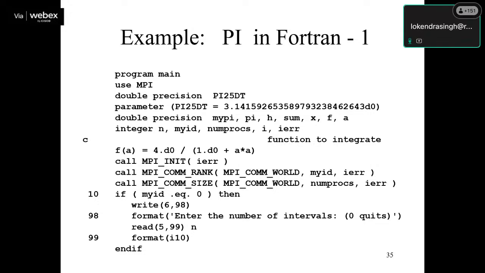Scatter, gather. So the scatter operation performs a one-to-all communication. Scatter, one to all. It splits the message into equal segments, with the i-th segment sent to the i-th process in the group.